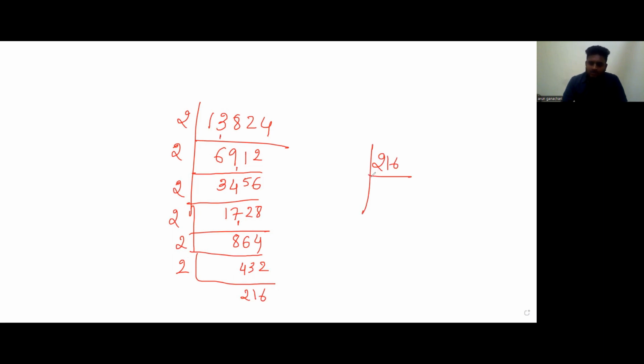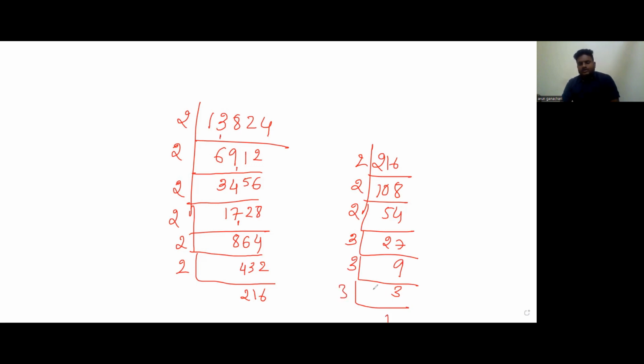Now I'll take 216. Then I'll divide it by 2 again. What will I get? I'll get 108. Then again by 2, I'll get 54. Then again by 2, I'll get 27. Then again by 3, because I cannot divide by 2. Then 3 3s are 9, and finally 3 1s are 3. Getting this, what we did here, we have taken your number and broken it into smaller pieces.